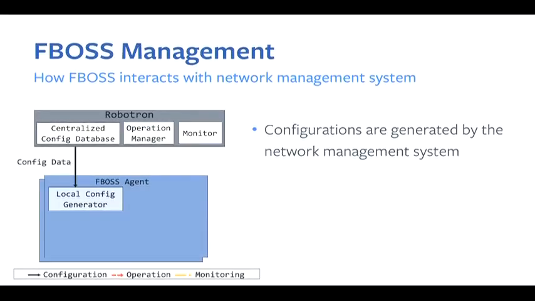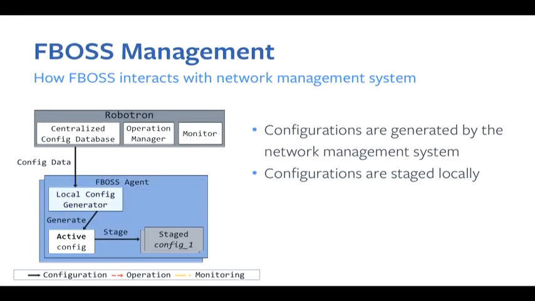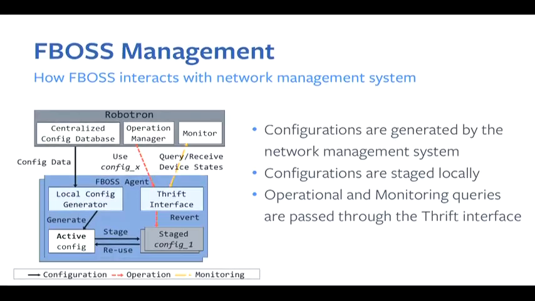For configuration, Robotron generates the configuration data. Then FBOSS's local config generator creates a local version of the configuration, activates the latest configuration, and stages old configurations. Robotron can also instruct FBOSS to use other versions of the staged configuration. Finally, Robotron sends and receives device states from FBOSS, and both of these operations are passed through FBOSS's Thrift interface.